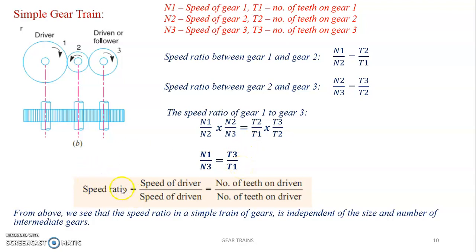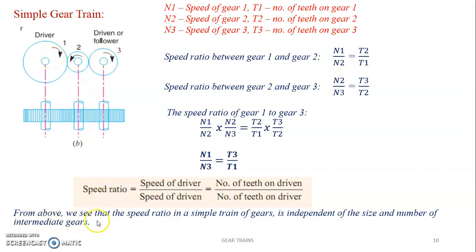Therefore in case of a simple gear train, the speed ratio, that is the speed of the driver to the speed of the driven, will always be equal to the number of teeth on the driven gear divided by the number of teeth on the driver, irrespective of how many idle gears there are. In the final expression there is nothing about the speed or the number of teeth of the intermediate gear at all. Hence the speed ratio is always equal to number of teeth on the driven divided by number of teeth on the driver.